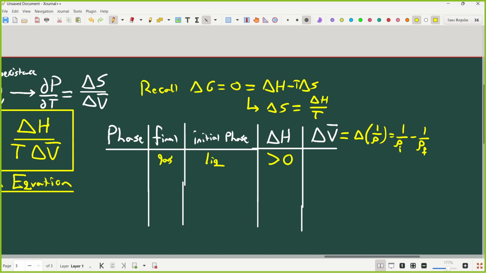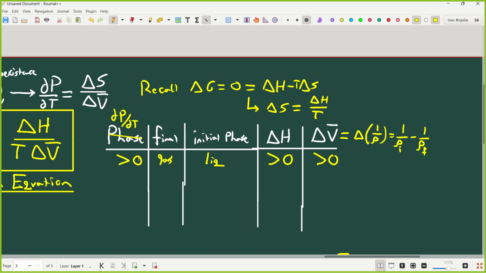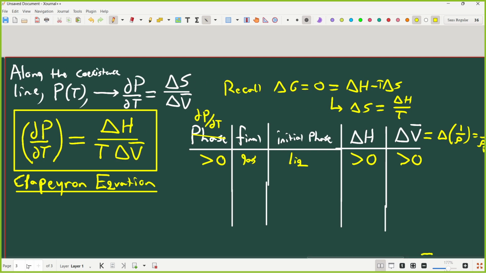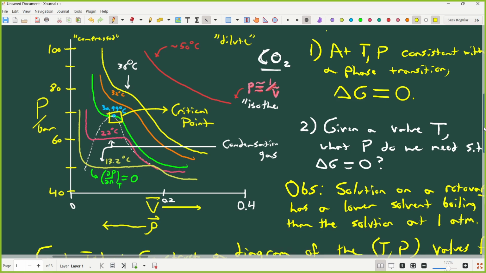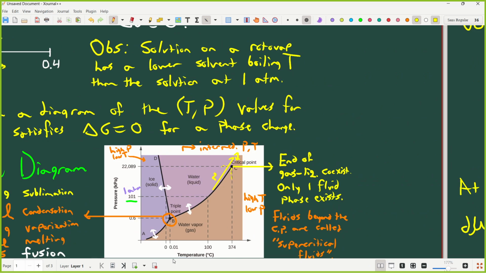The gas has a much larger molar volume. And what does that say? I forgot to add one more. Instead of final, we'll call this dP/dT, the output. So the slope of the curve along the gas-liquid coexistence line is positive as well. Let's go back a page and look at our phase diagram real quick. We can see exactly that. Along the gas line, as we go up in temperature, the pressure of the phase transition increases as well. The slope is positive.